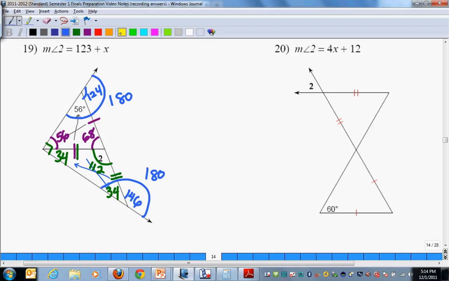Now we look at what we're being asked to find. Angle 2 is right here. Angle 2 is 112. So I bring the 112 here. Equals 123 plus x. We're going to solve for x by minusing 123. We get negative 11.